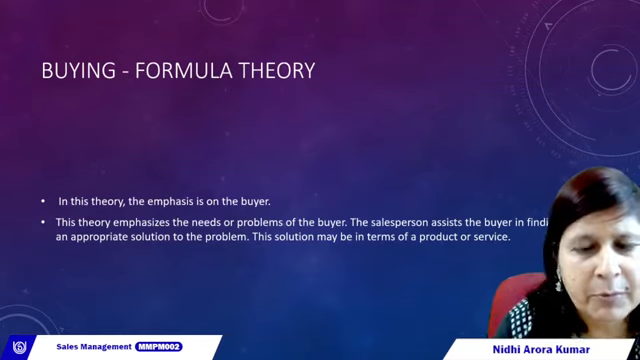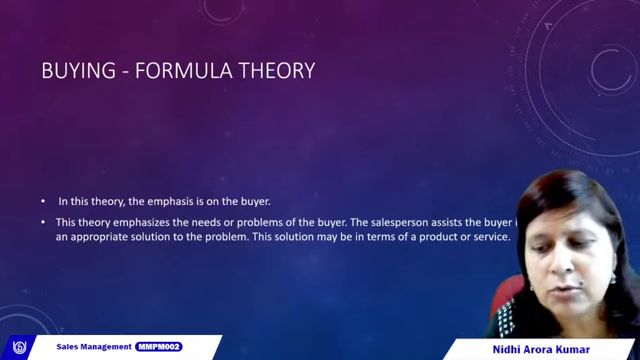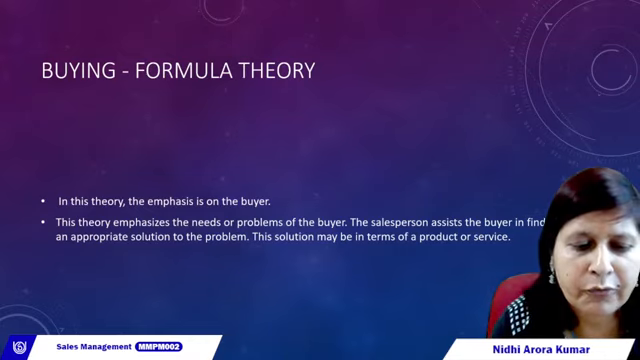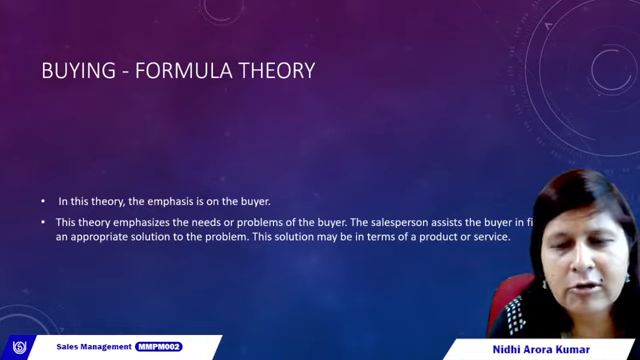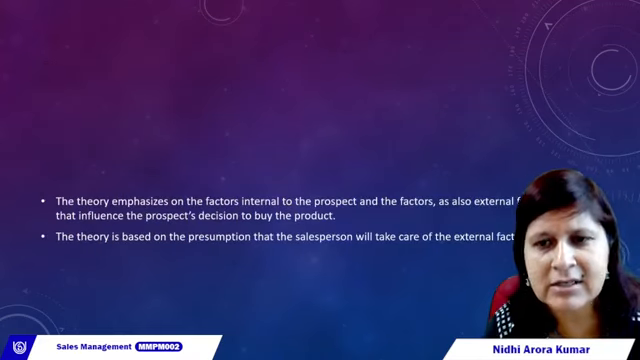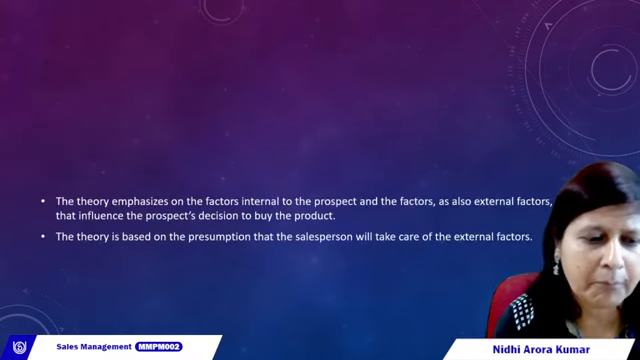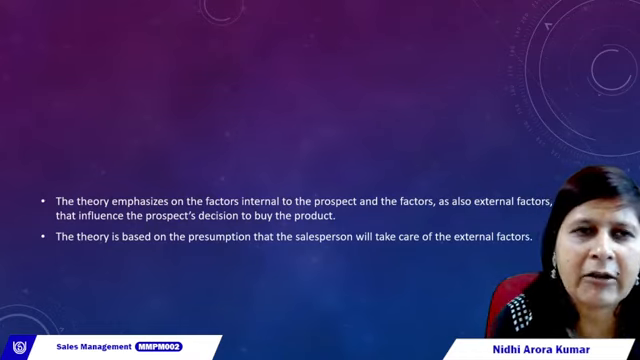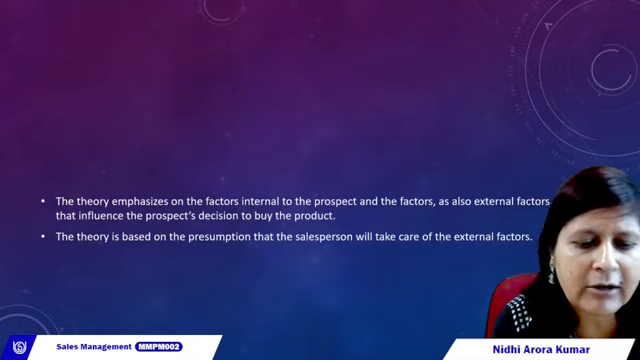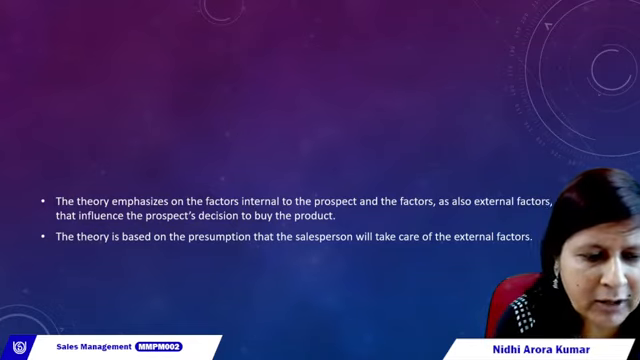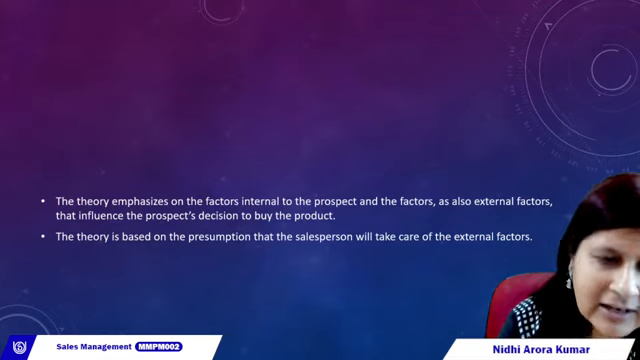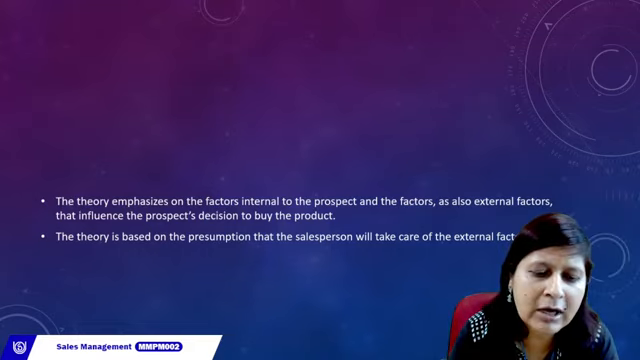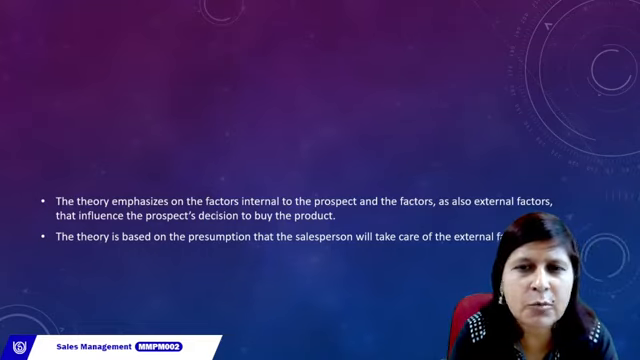And when there is a problem of the buyer, the salesperson assists to find the solution for the buyer. It helps the buyer to find the solution, right? And the solution may be in terms of the product or the services as per the requirement of the buyer. The theory emphasizes the factors internal to the prospect and the external factors that influence the prospect's decision to buy the product, right? This theory states that there are various internal and external factors which can influence the prospect's decision to buy the product.